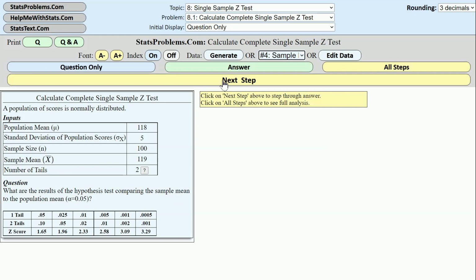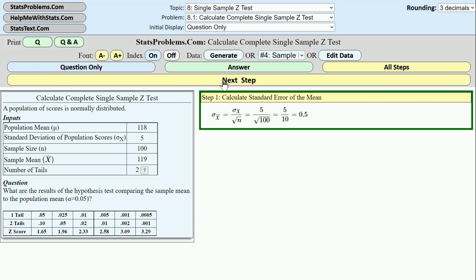Let's step through the solution by clicking on the Next Step button. In Step 1, we calculate the standard error of the mean. The standard error of the mean, sigma sub x bar, is equal to the standard deviation of the population scores, sigma sub x, divided by the square root of the sample size, n. In this example, the standard error of the mean equals 5 divided by the square root of 100, which works out to 5 divided by 10, which works out to 0.5.